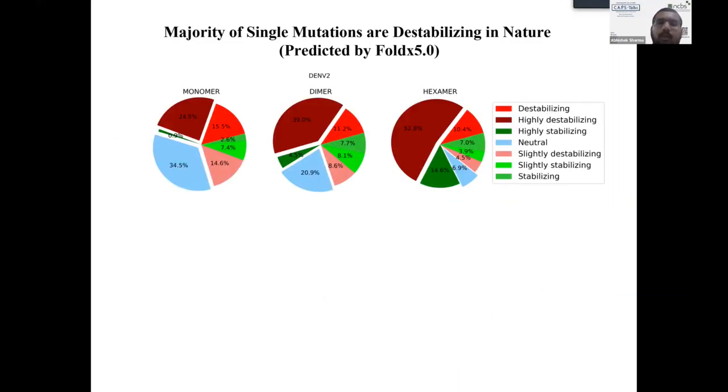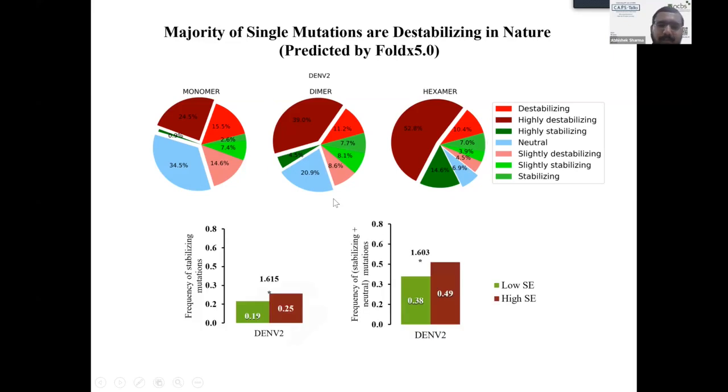Now we want to understand what could be the reason. Maybe these mutations are highly stabilizing or destabilizing. So to understand the effect of these mutations, we used a tool called FoldX. This gives us the delta G, the free energy change between the wild type and the mutated state. According to that, we classify the mutations into stabilizing or destabilizing mutations. You can see that the majority of the single mutations are destabilizing in nature.